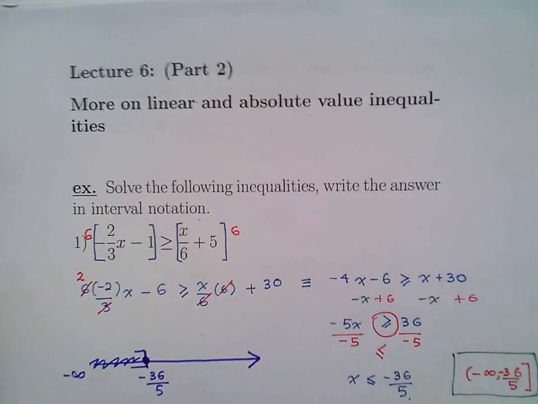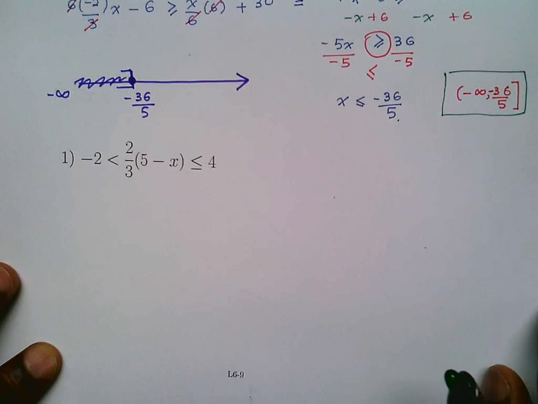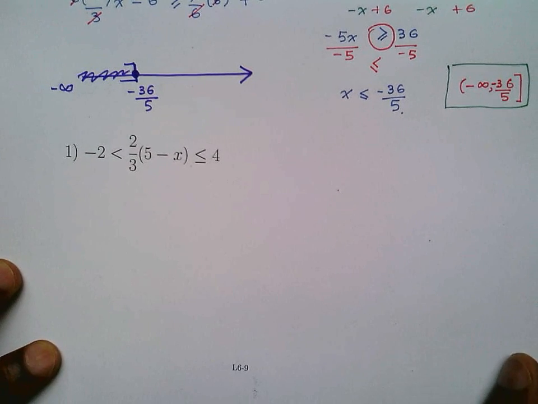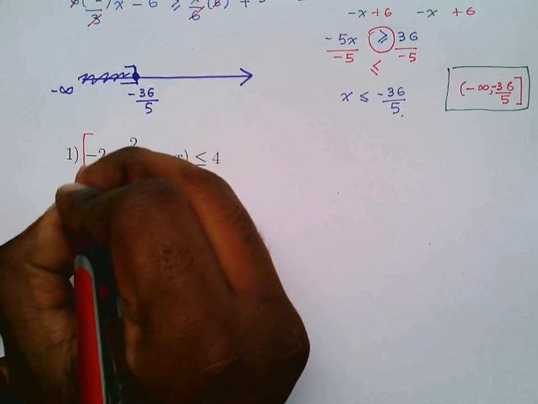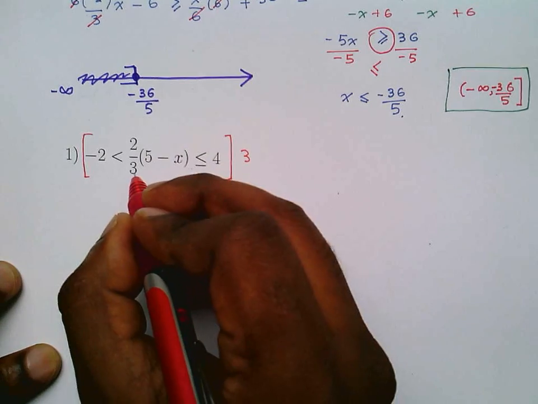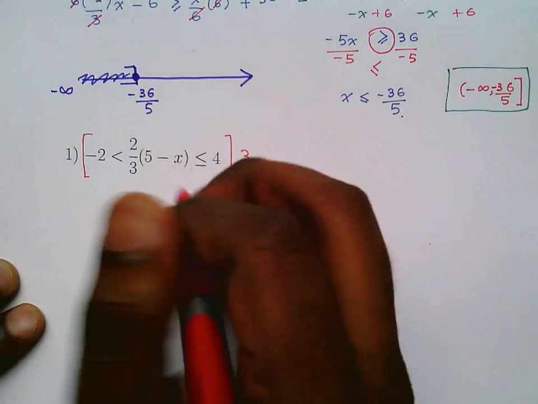Okay, so let's do one more example, and here it's a different type. It's a triple linear inequality. So you have 3 components. Again, you will do the same thing. You will multiply the whole inequality system by 3, because there's only one fraction, and that fraction has denominator 3.